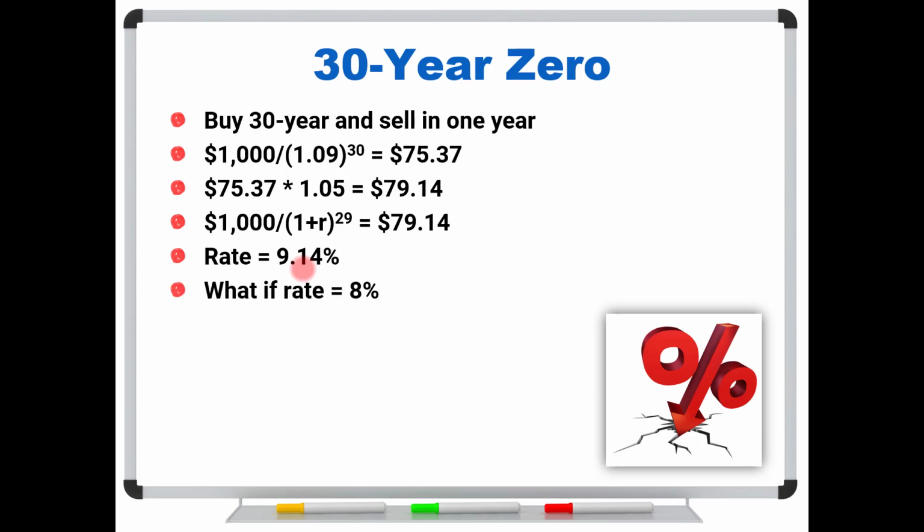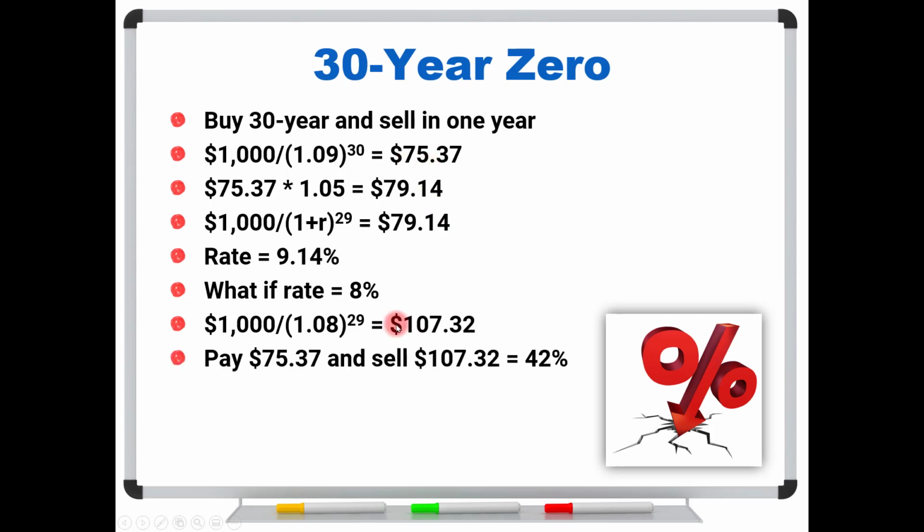But what if rates fall to, let's say, 8%? What's that bond trading for after 1 year? It's trading for 107.32. See, the long end of the bonds here, especially with the zero coupon bonds, get these unbelievable magnification effects. So if we could pay 75.37 and sell it for 107.32, that's 42% on our money.